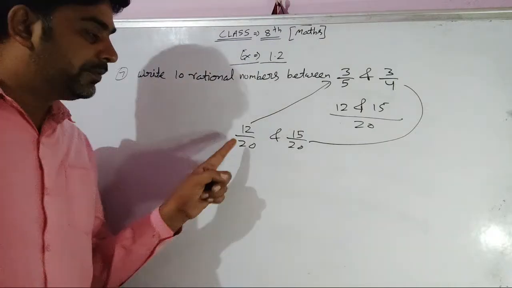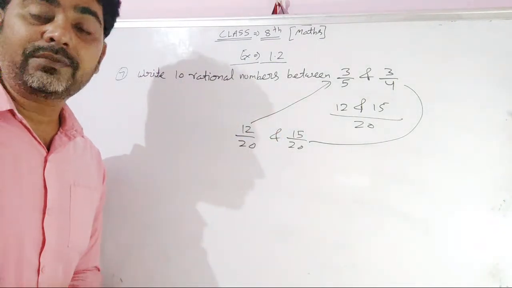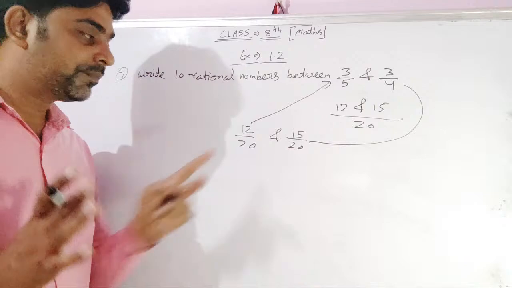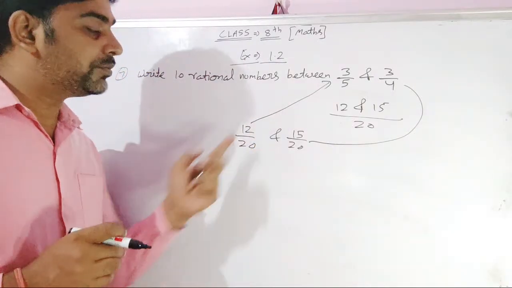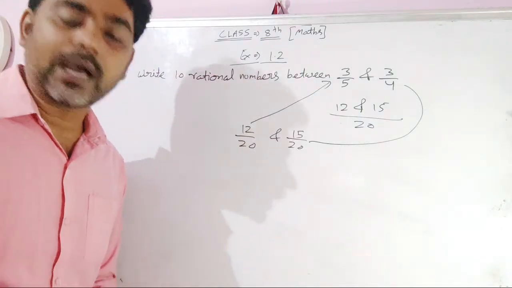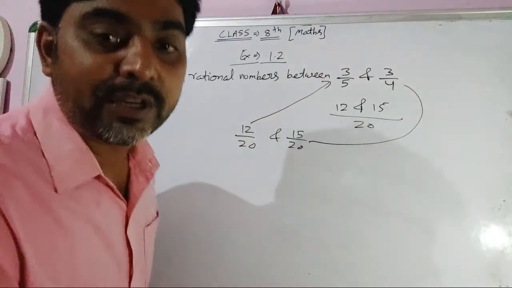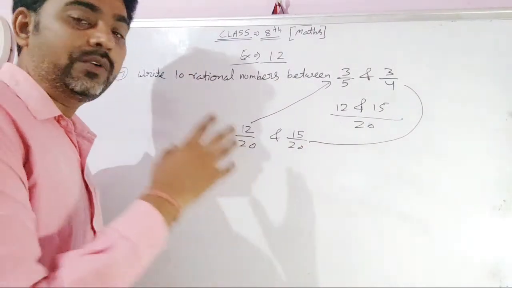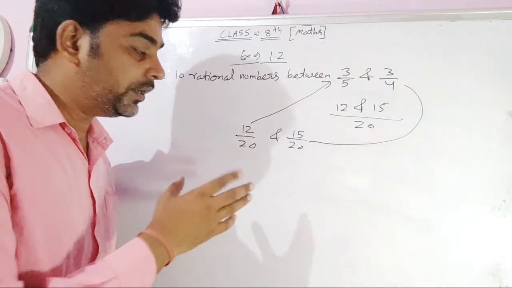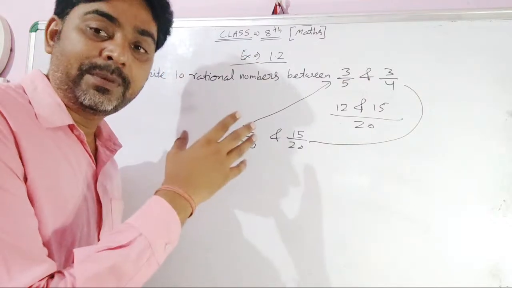Now, between 12 and 15, you have 3 numbers? Since between 12 and 15, there are infinite numbers. But for our convenience, we can easily observe here that 13 and 14 are the numbers between 12 and 15, right? Now, we have to find out the 10 rational numbers between 12 upon 20 and 15 upon 20.